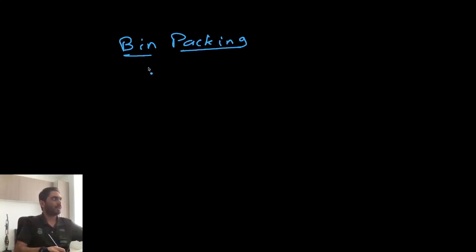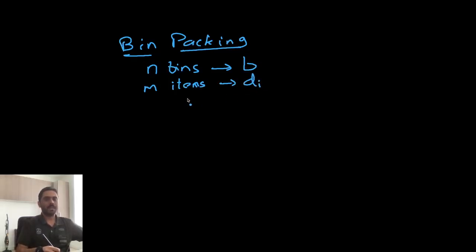So we have n bins. All of them have the same capacity, let's say B, and we have m items, right? All of them have different weights. Let's say each item i has the weight d_i. Okay, so the goal is that we want to fit all these m items into these n bins, and we want to use as few bins as possible, right?